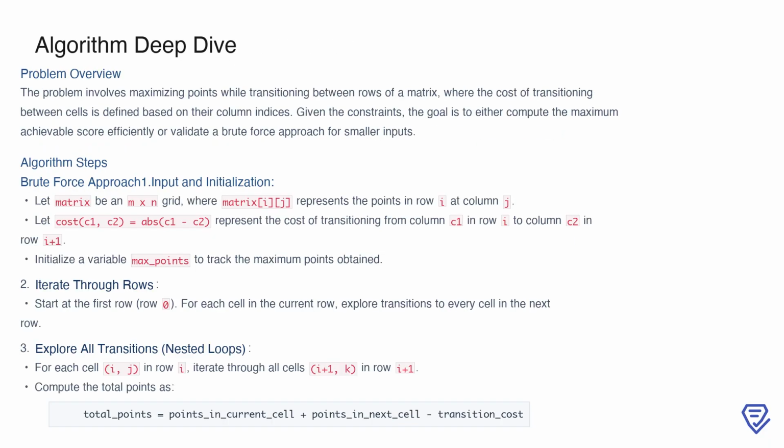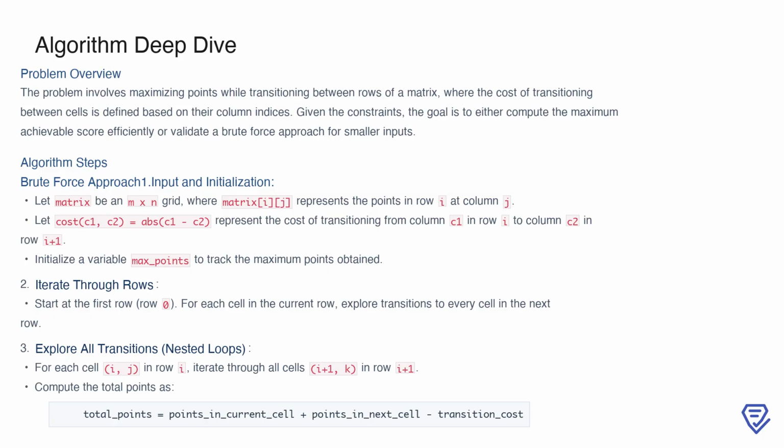In this problem, we aim to maximize the points collected while transitioning row by row within a matrix. Each cell in the matrix contains a certain number of points, and the cost of transitioning between two cells depends on the difference in their column indices. Specifically, the cost is the absolute difference between the column indices of the two cells. The challenge is to compute the maximum achievable score efficiently.